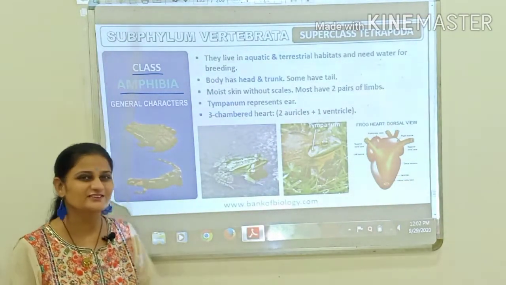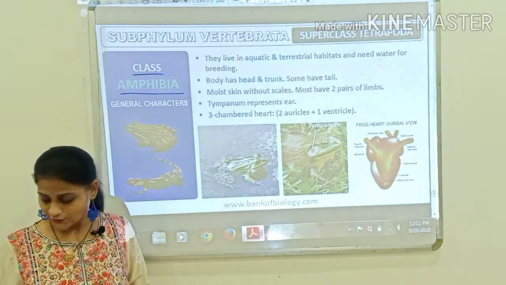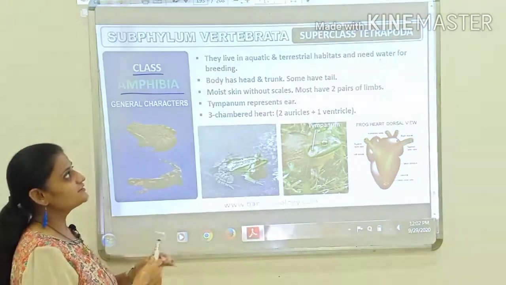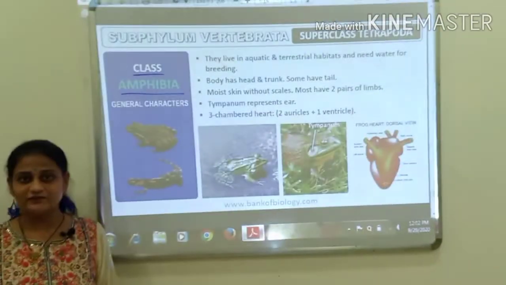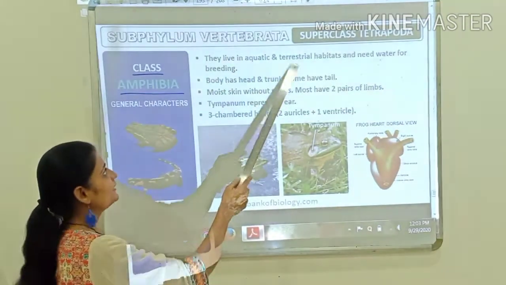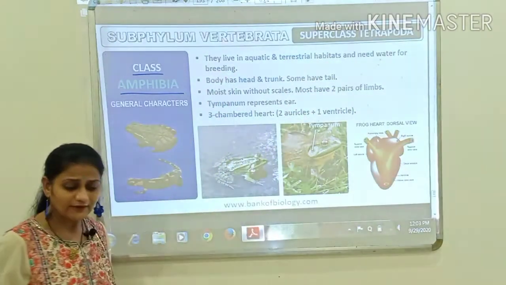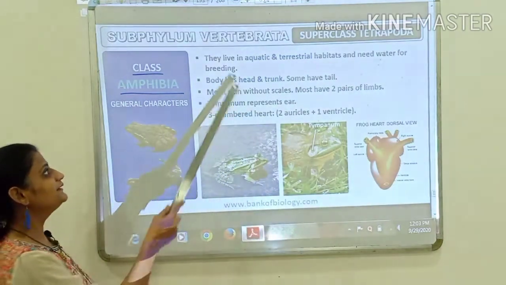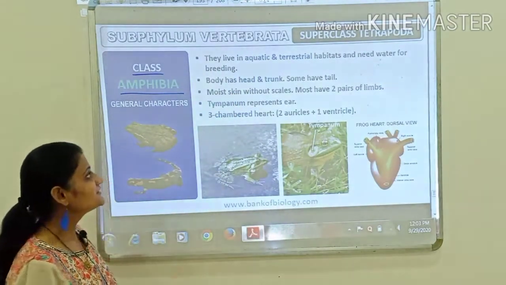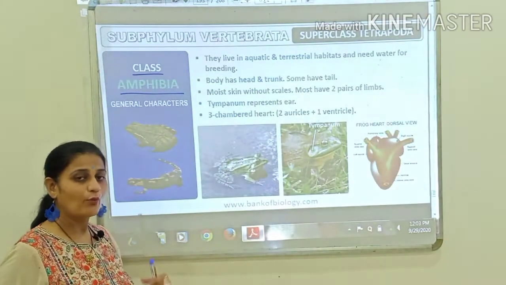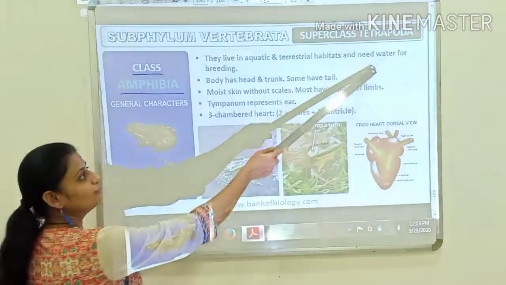Amphibia, you have been studying since childhood. Amphibians are the organisms which live in water as well as on the land, right? So they are aquatic and terrestrial, and terrestrial means they can live on the land. They live in aquatic and terrestrial habitats and need water for breeding. That means for multiplication they need water. Aquatic means they are mostly found in the freshwater bodies, and terrestrial, where there is moist soil, they live there. And for reproduction, they need water.